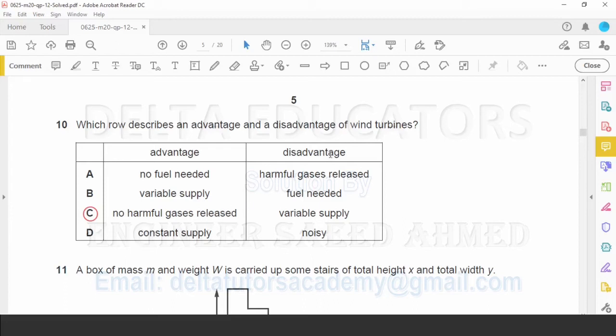Now in the column of disadvantage, we will check only A and C. In A, in the column of disadvantage, it is given harmful gases released. No, there are not harmful gases in a wind turbine. So this point is incorrect. In option C, it is given variable supply. Yes, in a wind turbine, we get variable supply, and this is our disadvantage. So what is the advantage? The advantage is no harmful gases released. And what is the disadvantage? Variable supply. So here the correct option is option C.